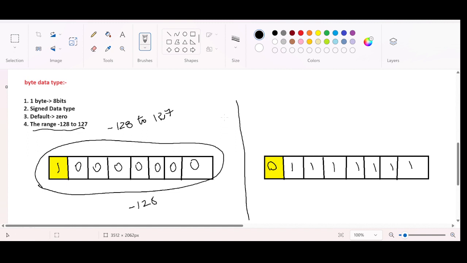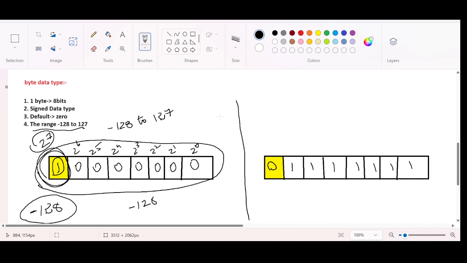Just convert it. Let me give the place values: 2 to the power of 0, 2 to the power of 1, 2 to the power of 2, 2 to the power of 3, 2 to the power of 4, 2 to the power of 5, 2 to the power of 6, and 2 to the power of 7. So 2 to the power of 7 is equal to 128. I have already said if you find 1 in the first bit, it is talking about the signature, so just put minus here. This is the least value that is occupied by a byte data type.